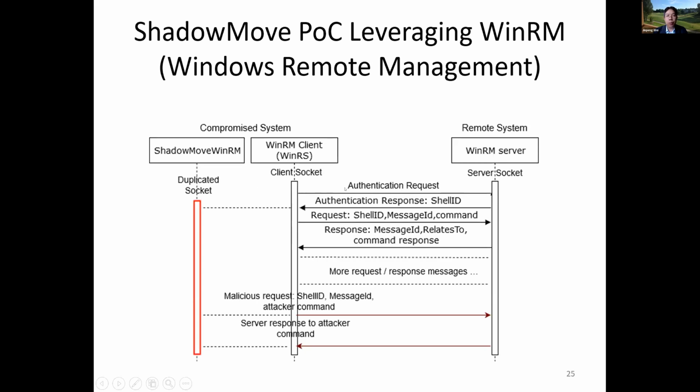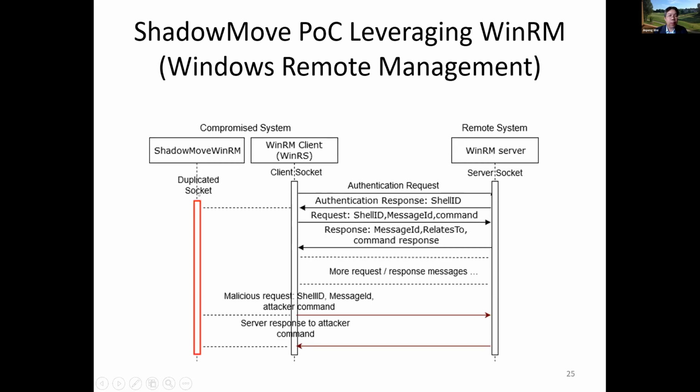Okay. So we can also see the exchange of the packets. The first part is the client sends the authentication request, and then the server answers with the response containing the shell ID. This is the one ID generated by the server. And then the client follows up with a request that uses the shell ID, but adds the message ID and the actual command, right, to run on the server. And then the server will send back the command response. So here the command can be just a command line, right?